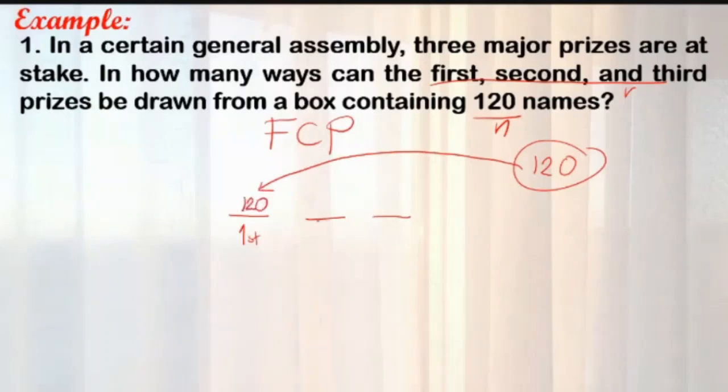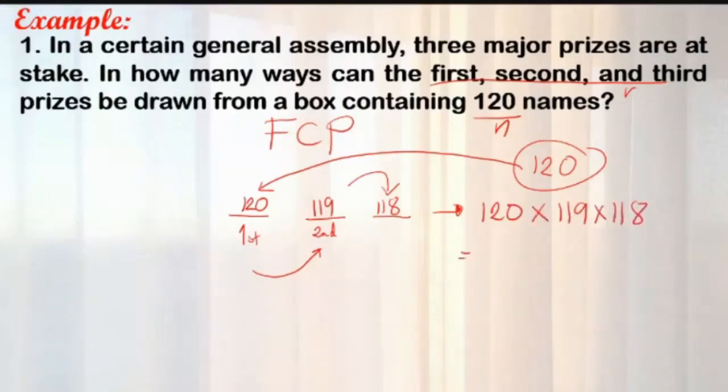That is 120. Now next, since one of the 120 names is already taken, your choices for the second prize will be lessened by 1. So instead of 120 here, you will have 119. That is 120 names minus 1 name for the first prize. Now, for the third prize, say one of the names is already in the second prize, and then you will be left with 118. And then proceed with the fundamental counting principle: 120 times 119 times 118.